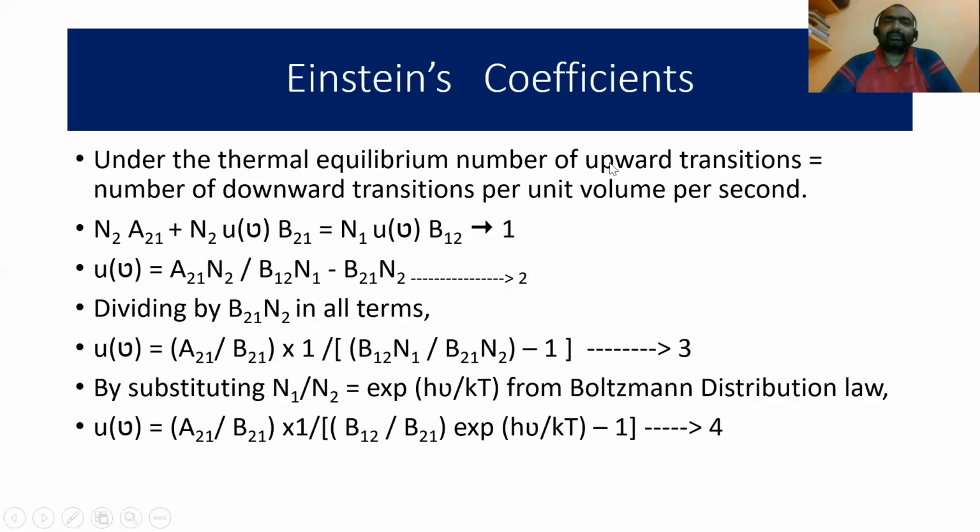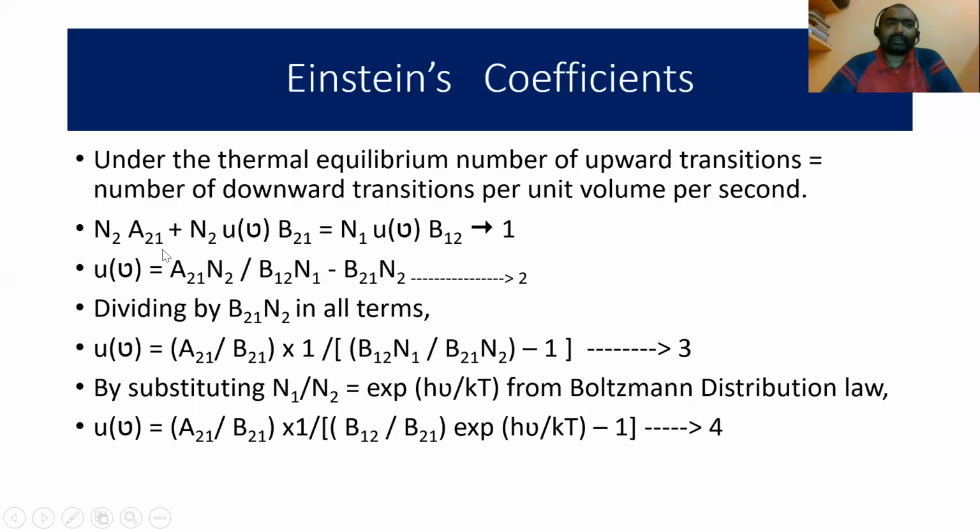Under thermal equilibrium, the number of upward transitions equals the number of downward transitions per unit volume per second. What are upward transitions? Upward transitions are only absorption. Downward transitions are emissions, either stimulated emission or spontaneous emission. So, by equating those two rates, we get N2 A21 plus N2 U of nu into B21 equal to N1 U of nu into B12.